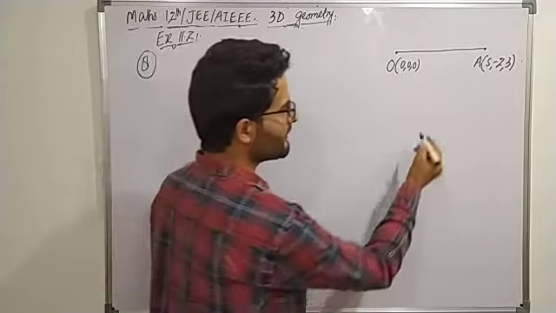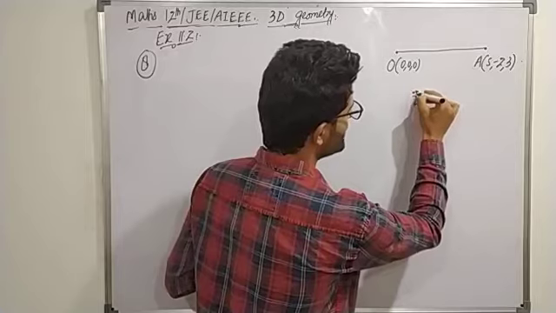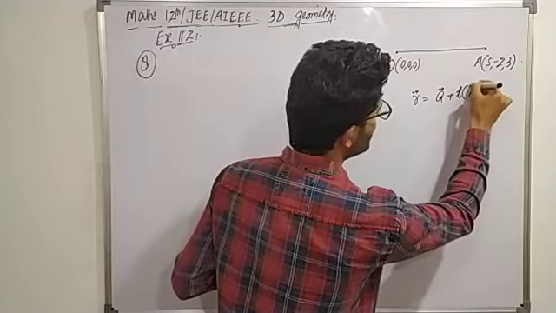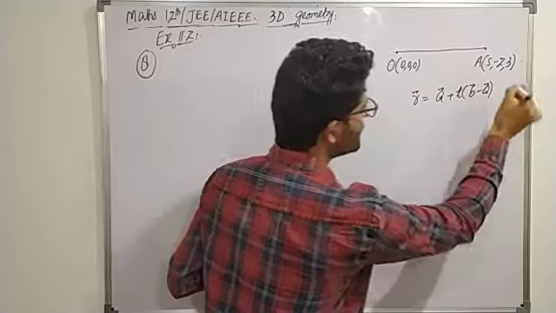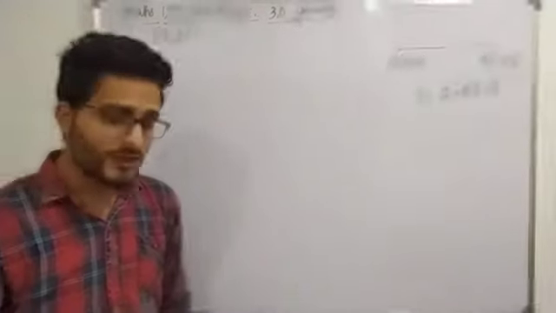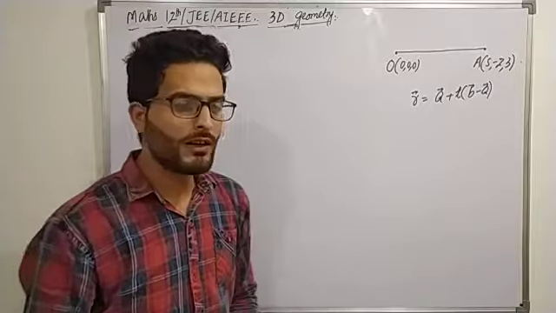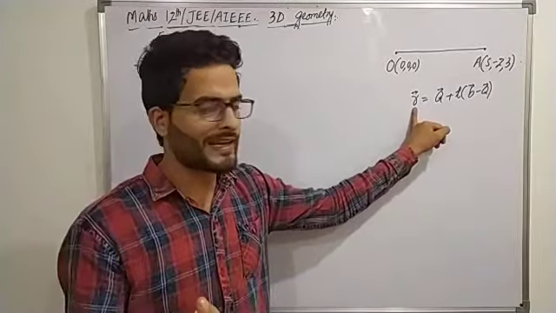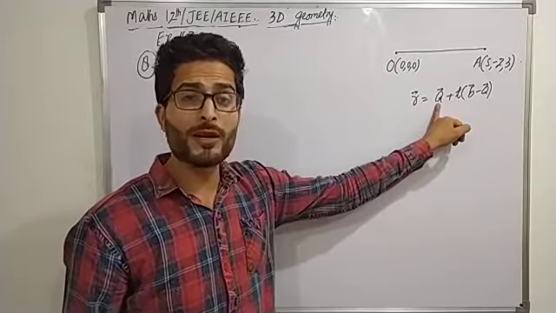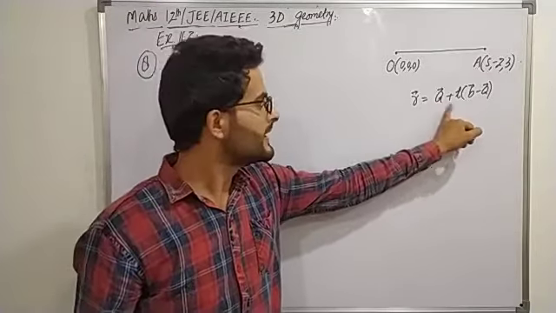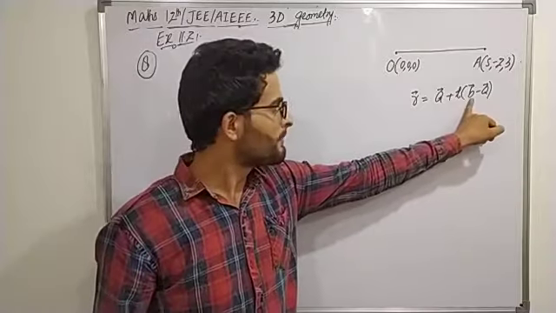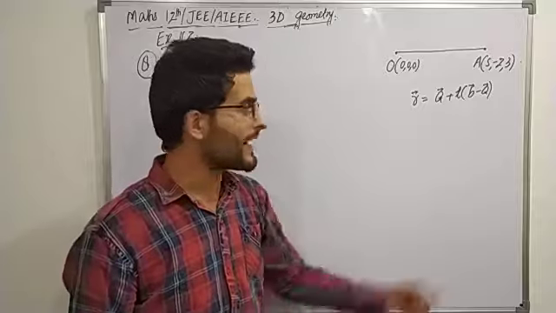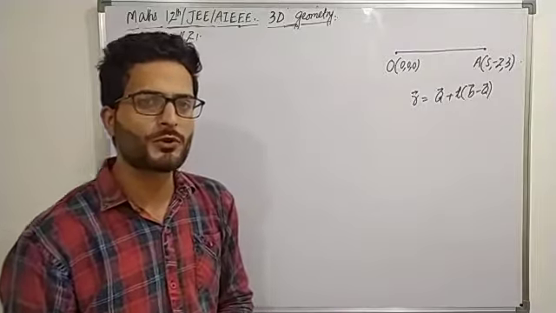So what is the vector equation of a line passing through 2 points? R vector is equal to A vector plus t times B vector minus A vector. This is the vector equation of the line that passes through 2 given points, where R vector is the position vector of any point on that line. A vector is the position vector of the first point through which the line passes. t is a parameter, a real number. B vector is the position vector of the second point through which the line passes. So that is the vector equation of a line passing through 2 given points.